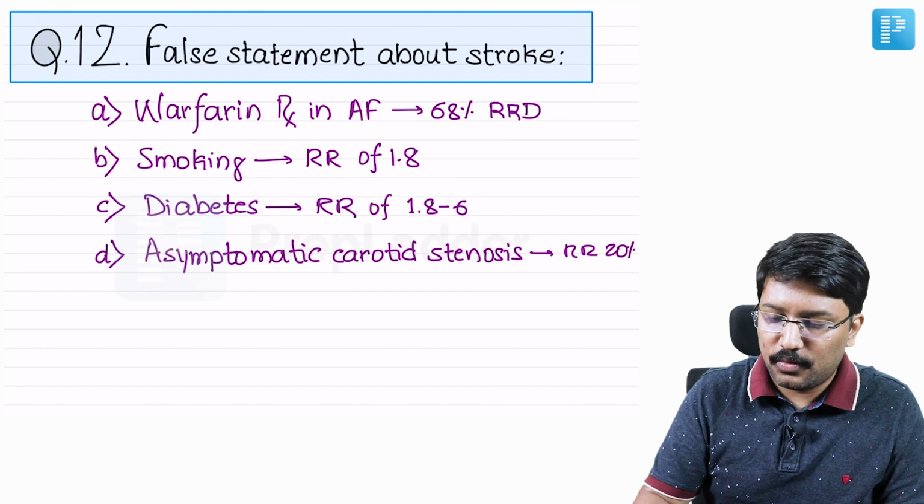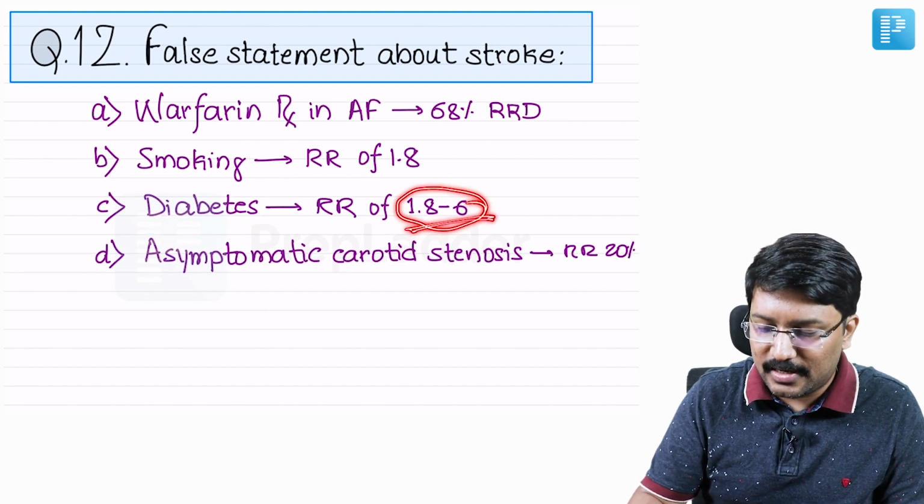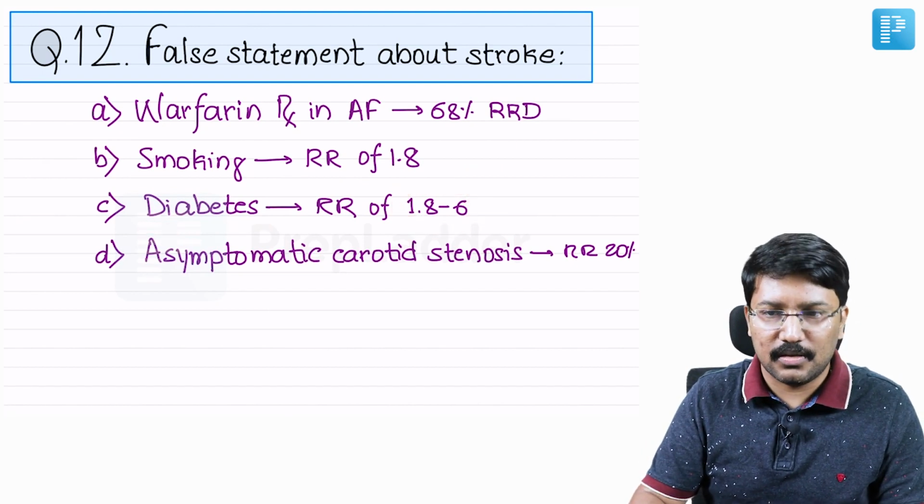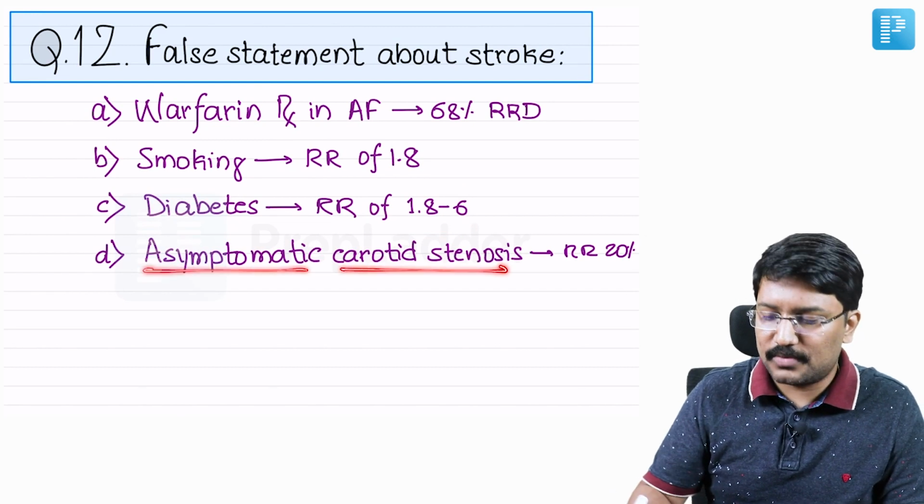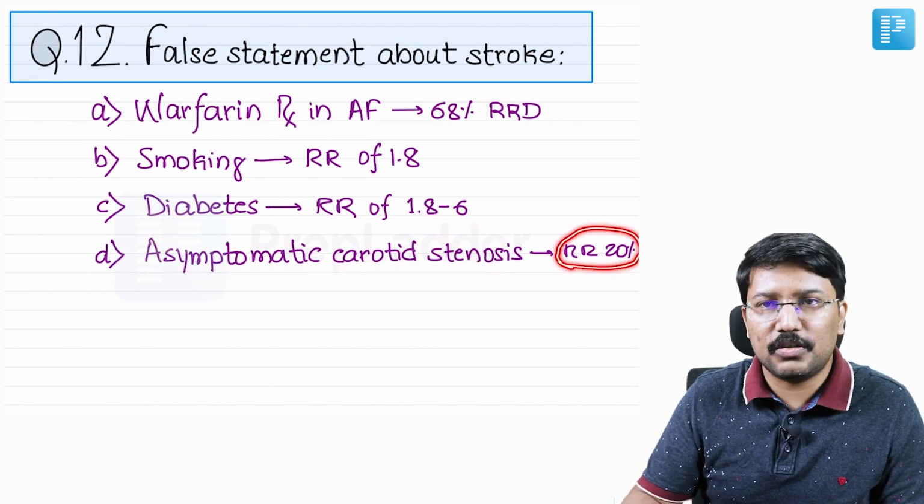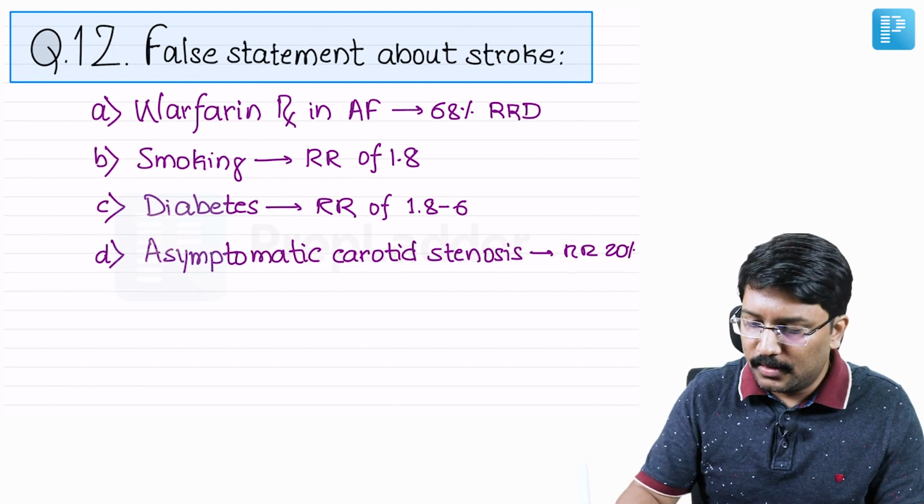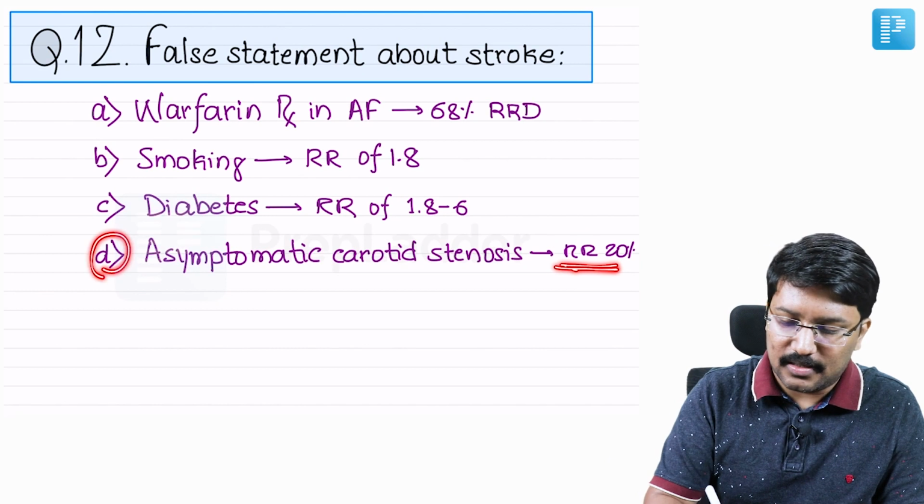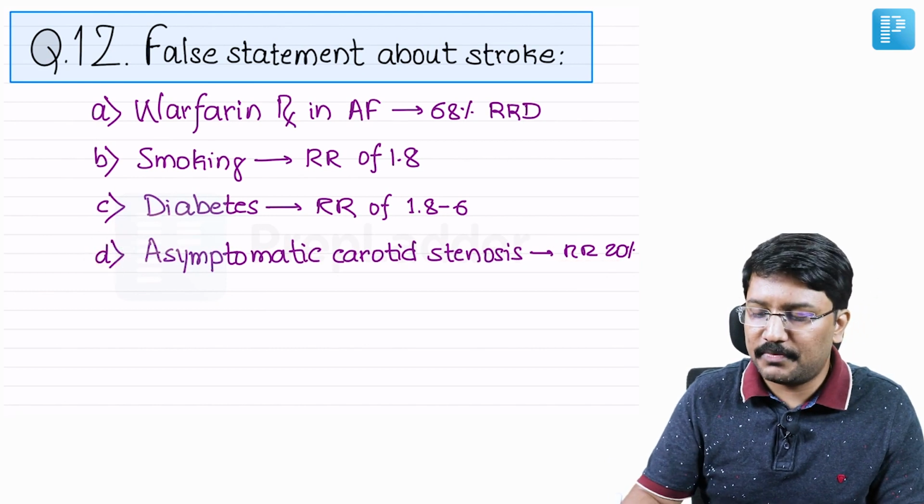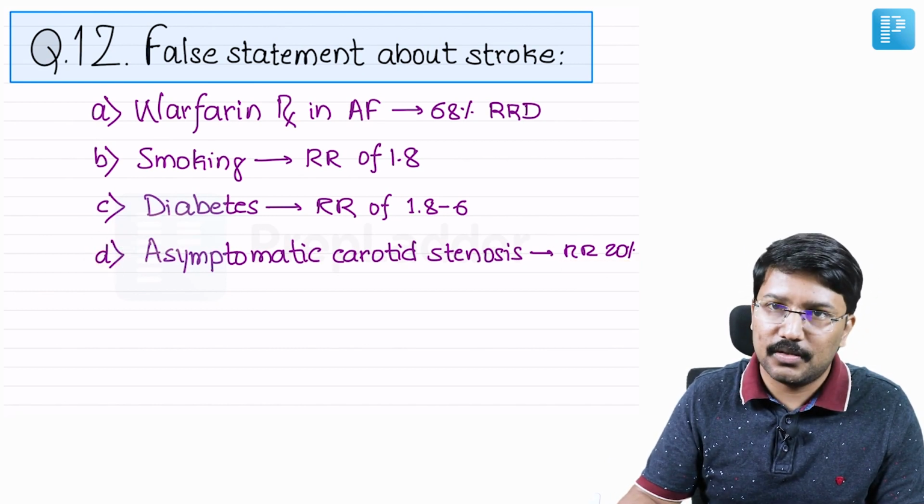Diabetes relative risk 1.8 to 6, this point I have discussed, so this is a true statement. Now asymptomatic carotid stenosis, the relative risk is 2, not 20%, right? And generally relative risk is not expressed as percent, right? So that means that this is the right answer, right? Option D is the right answer. If they had mentioned it is 2, then again that would have become a true statement.